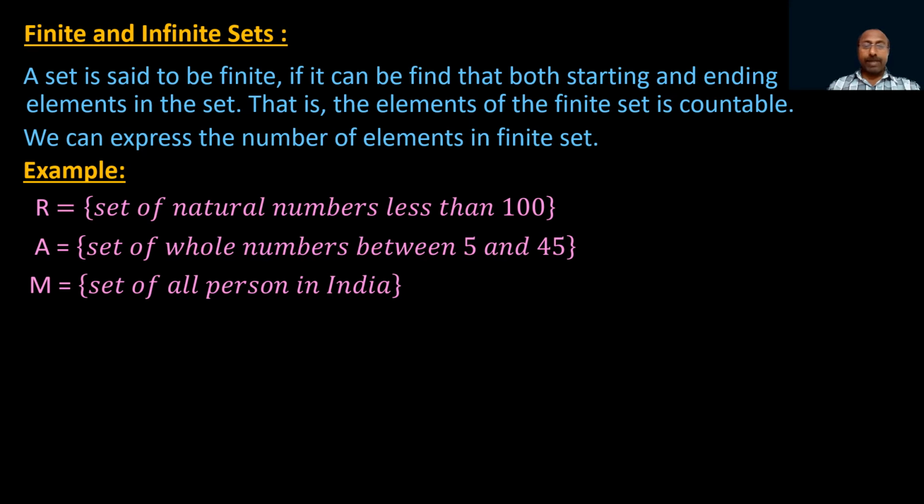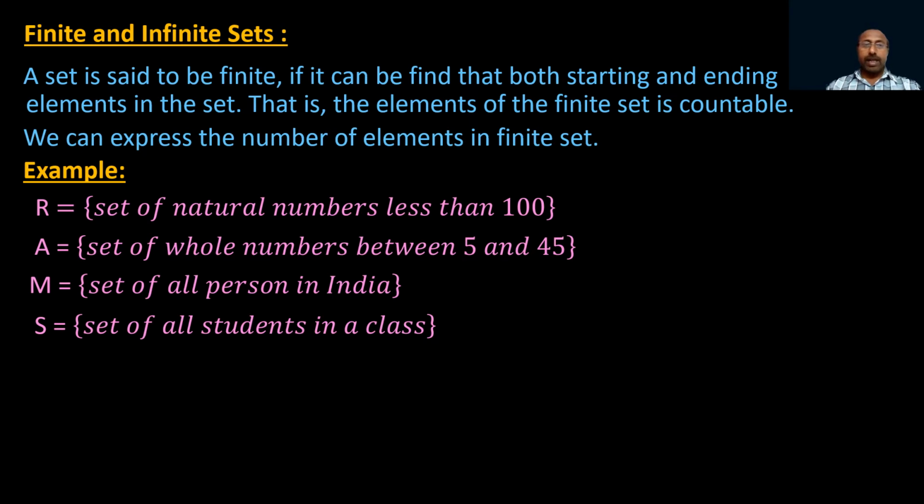M is the set of all persons in India. So it is also a countable set, because there is a limited number of persons living in India, so we can find the number of all persons in India, so the set M is a finite set. Okay. Now S is the set of all students in a class. So it is also a finite set, because the number of students in a class is limited, and we can also find the number of all elements in this set. So the set S is a finite set.